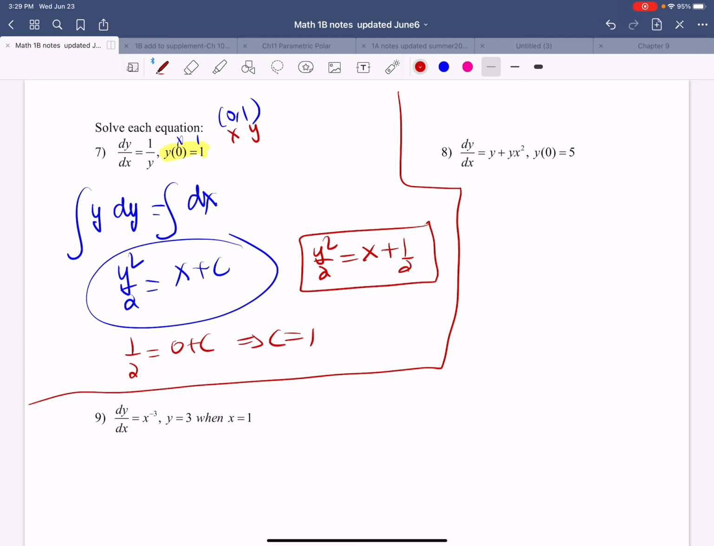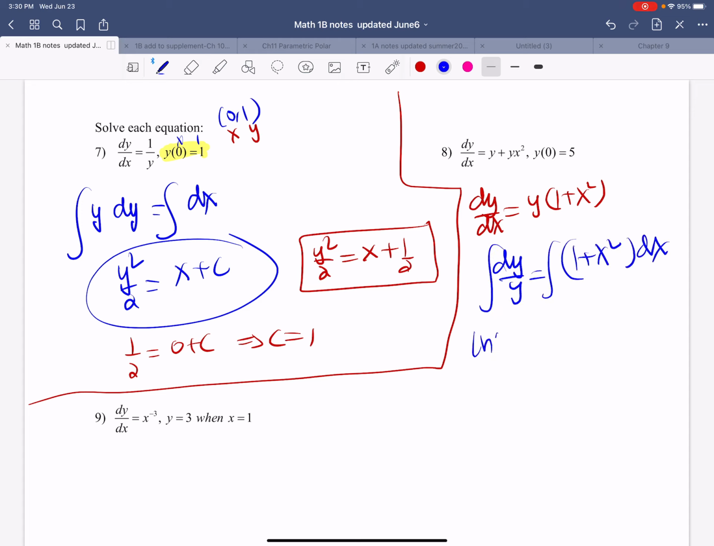If you are being asked to write your solution in the explicit form, then you do need to isolate the y. Next, we can factor out a y from the right hand side. Now isolate the variables. dy over y is 1 plus x squared dx. Time to integrate. Natural log of y is equal to, how do we integrate 1 plus x squared? That would be x plus x to the third over 3 plus a c, right?